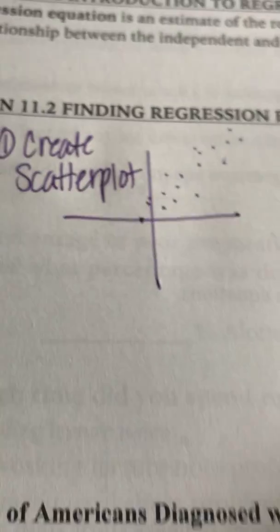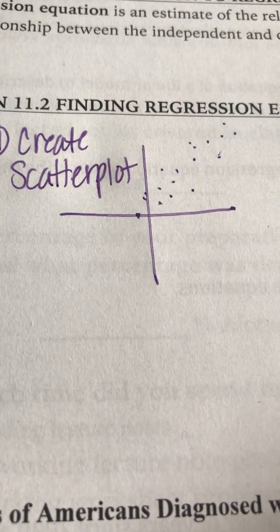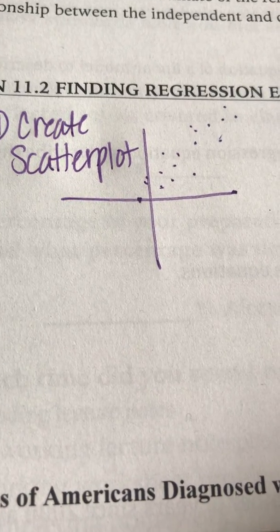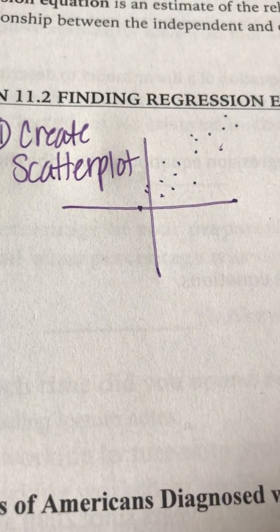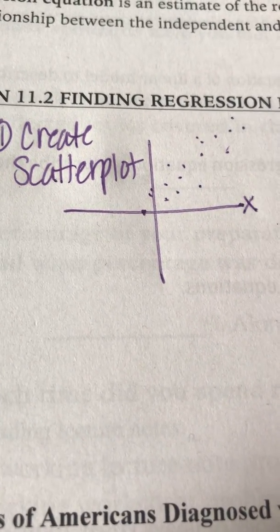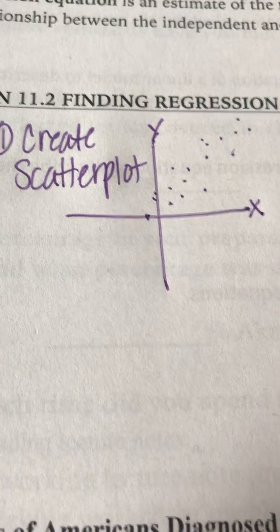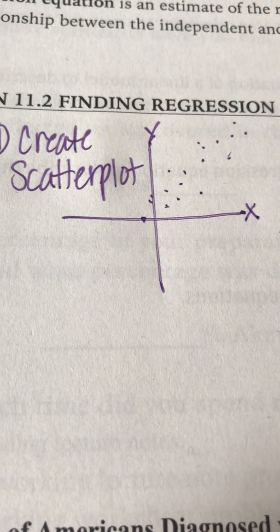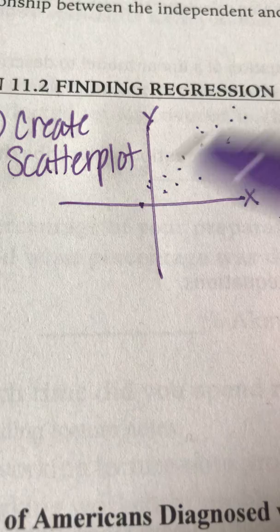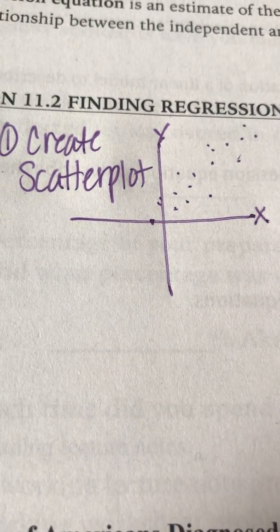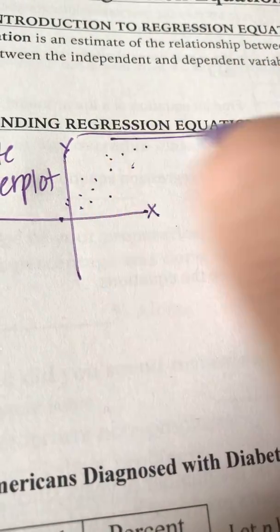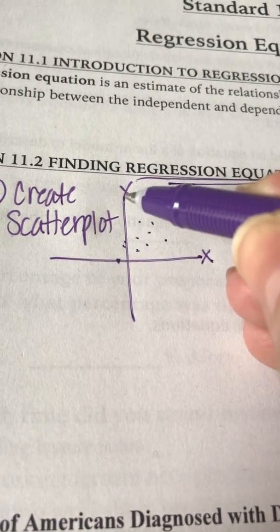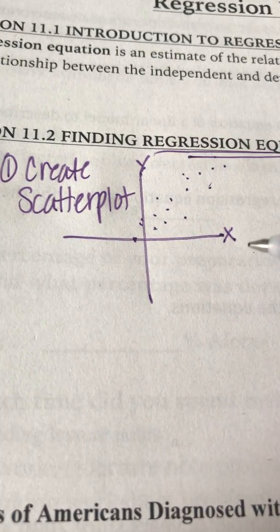Sorry about my thumb being in the way. Okay, so we create a scatter plot, and that's what this is. You're just plotting all of the points. Now, we're trying to find generally what the relationship is between whatever our x variable is and whatever our y variable is, between our independent and our dependent variables. We want an approximate relationship, okay? That's what a regression equation is. So the regression equation really is that approximate relationship between x and y, okay?